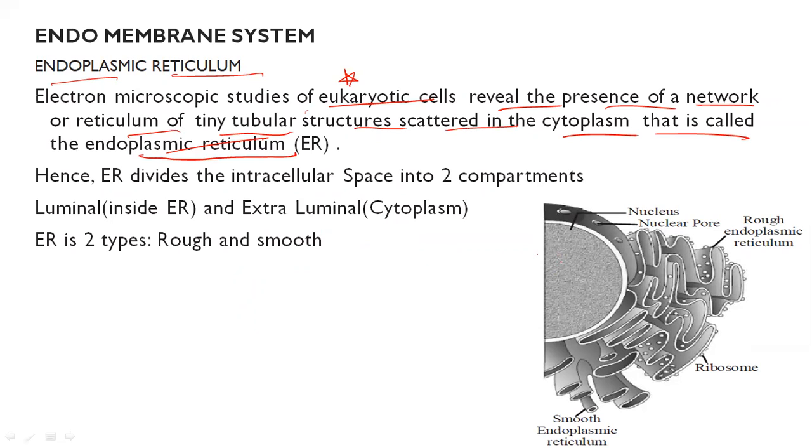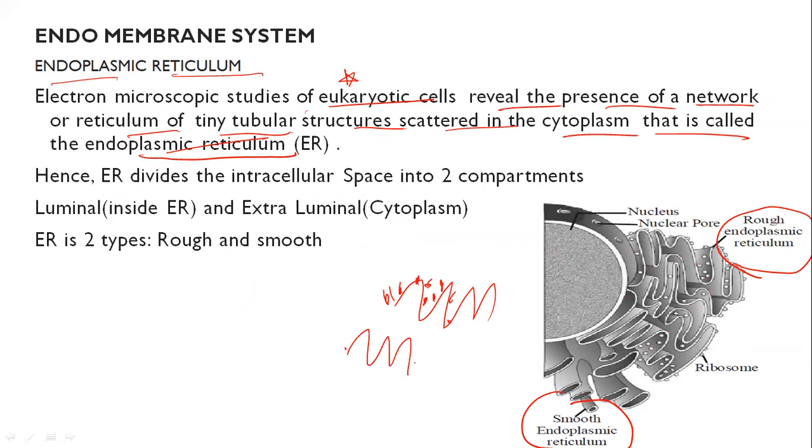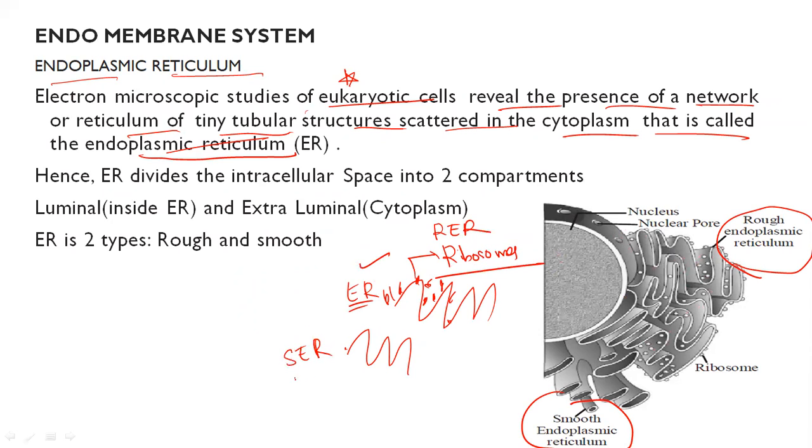So let me tell you something. Endoplasmic reticulum, here you can see there are two kinds: rough endoplasmic reticulum and smooth endoplasmic reticulum. Rough endoplasmic reticulum has spikes. That's how it looks from the picture. Whereas smooth endoplasmic reticulum is pretty much smooth. These spikes are nothing but ribosomes, which help in protein synthesis. So if the endoplasmic reticulum has ribosomes, it is called rough endoplasmic reticulum. And if the ribosomes are absent, then it is called smooth endoplasmic reticulum.